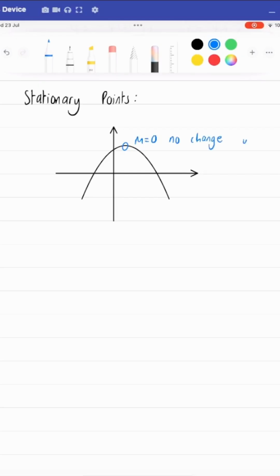Let's have a look at the stationary points. This is when the gradient is 0, therefore when dy/dx is 0. So to find a stationary point, you just solve for x after you find the derivative and set it to 0.